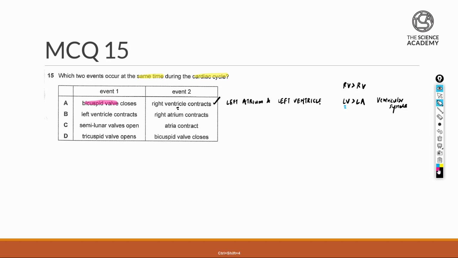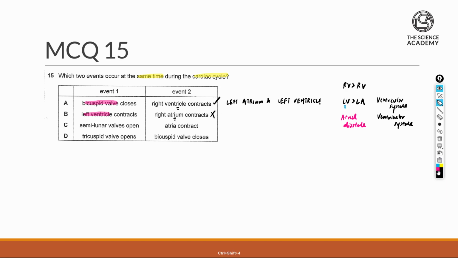Let's take a look at option B. Option B said that the left ventricle contracts, and again, because all the ventricles should contract at the same time, we're looking at a ventricular systole event. And for the ventricular systole event, the atrium is undergoing atrial diastole, whereby all of the atria are actually relaxing. The four chambers of the heart cannot contract at the same time. So again, saying that the right atrium contracts is wrong.